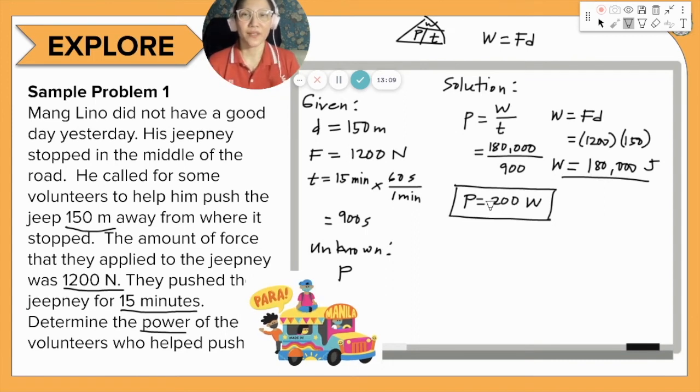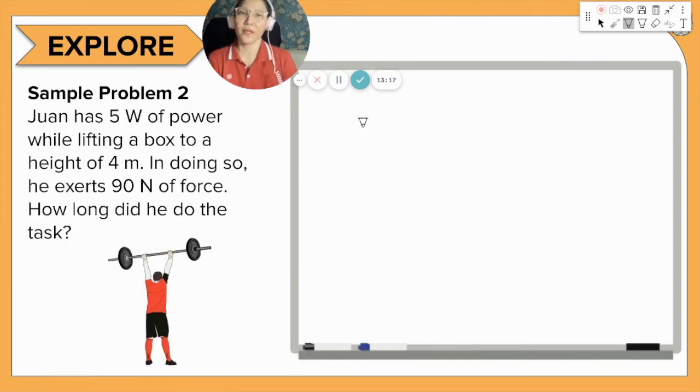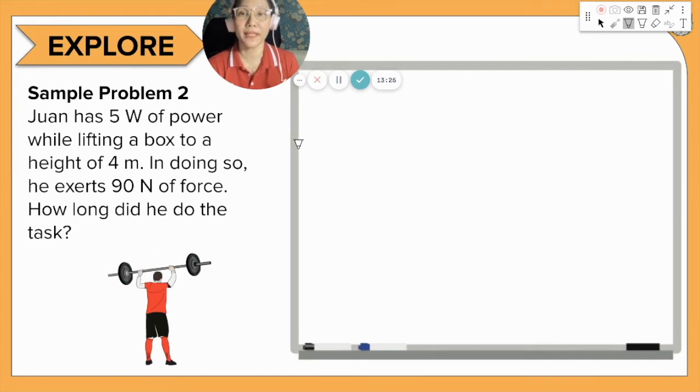So that's it for sample problem number 1. Let's now move to sample problem number 2. Sample problem 2: One has 5 watts of power while lifting a box to a height of 4 meters. You can see from the illustration that it's not actually a box but a barbell, but you get the idea. In doing so, he exerts 90 newtons of force.